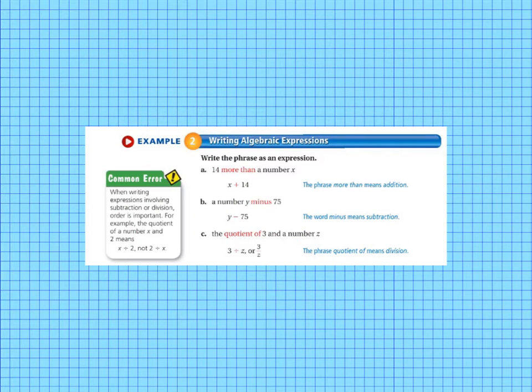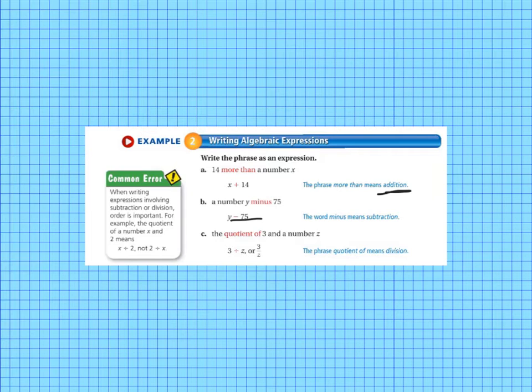Example 2 says, we are still writing algebraic expressions, and we have an A, a B, and a C. Letter A is 14 more than a number X. So we're going to write the X down first, and then we're going to add 14 to that. More than means we're adding. And then letter B says a number Y minus 75. In this instance, since it's just Y minus 75, you're going to keep everything in the same order that it is in the sentence.